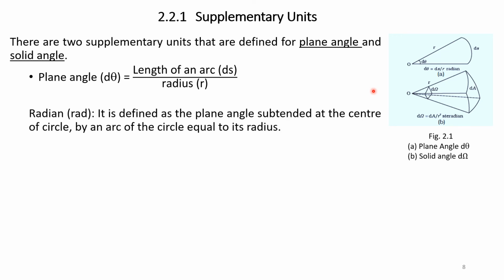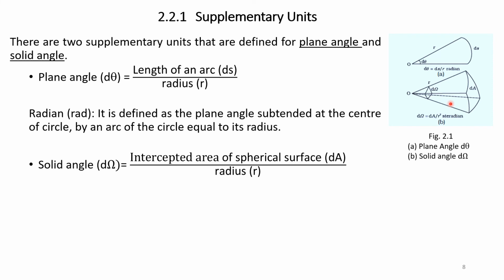This plane angle is expressed as rad, or radians. It is defined as the plane angle subtended at the center of the circle by an arc of a circle equal to its radius. As explained, d theta is equal to ds by r radians.